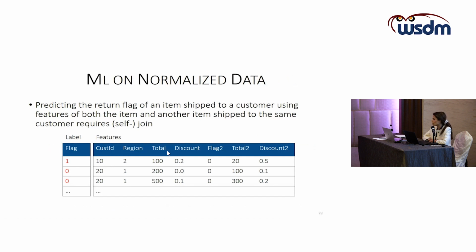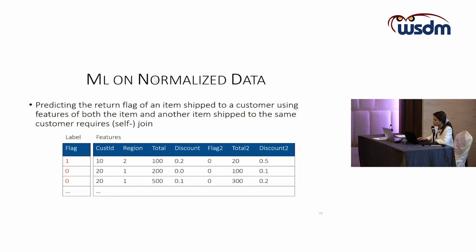The TPCH benchmark is a well-known benchmark for the database community, and the example that I have here is based on it. Suppose that our goal is to predict the return flag of an item shipped to a customer. To do so, we are going to look at features of the item itself, and features of the previous items that were returned by the same customer. So what I need is basically the information of the customer, the information of the item itself, and also the other items that have been returned by the customer previously.